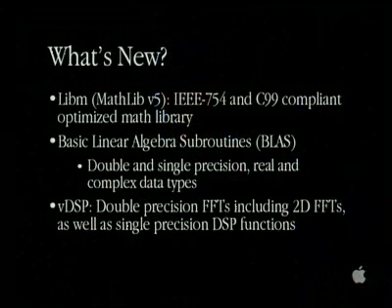With Jaguar, there's a lot of work that the team put into libm, or the math library, version 5, to make them absolutely top-notch fast, as well as making sure that they're IEEE 754 and C99 compliant. There are additional features added to the BLAS library, specifically double and single precision and real and complex data types, and additional vDSP services, double precision fast Fourier transforms, and 2D FFTs and such. If you're doing a lot of DSP work or things like that, you want to check these things out.